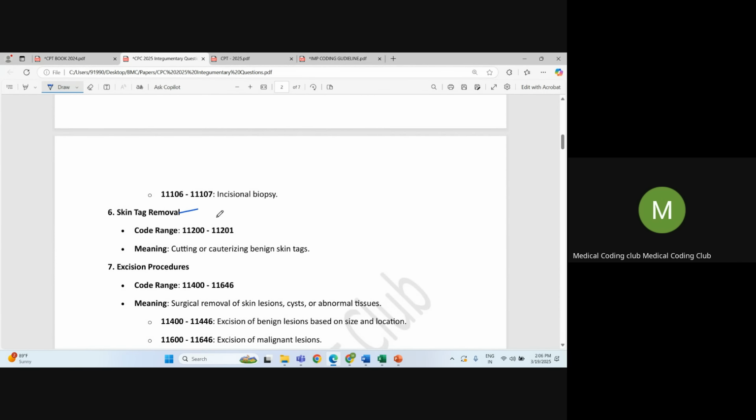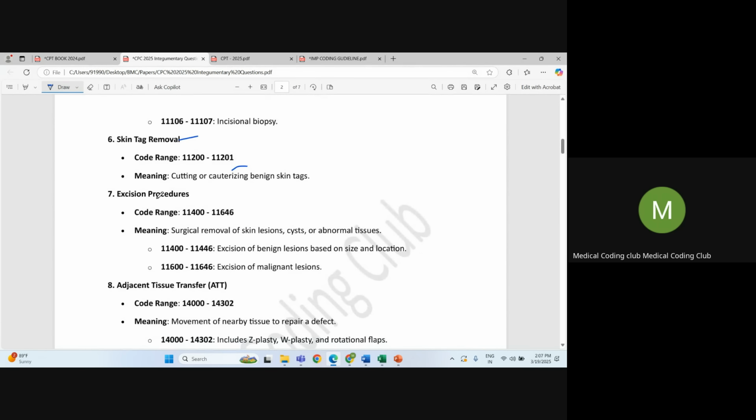Next, skin tag removal. Here also, we just have to check how many skin tags were removed and code accordingly. Up to 15 skin tags is one code, and for more than 15 skin tags we have an additional code to utilize. Then excision procedures. Excision of benign lesions and excision of malignant lesions, both concepts are important. Here you should be aware of how to measure the lesion diameter plus margin diameter. If the provider did not give the margin, it is included in the margin. So you need to measure and then take the code.